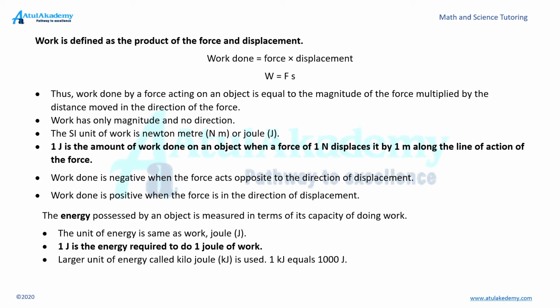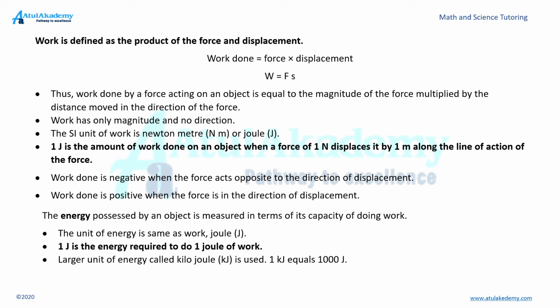It is a scalar quantity. It has no direction. It has only magnitude. SI unit is Newton meter because for force the unit is Newton. Distance or displacement is meter, so it becomes Newton meter. And another SI unit of work done is joule.